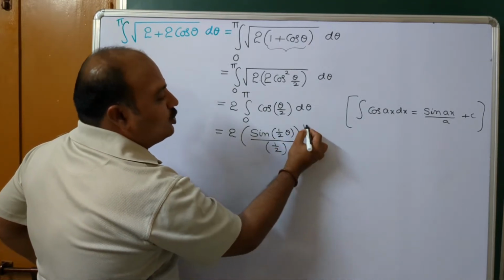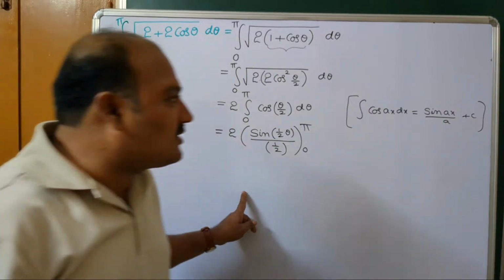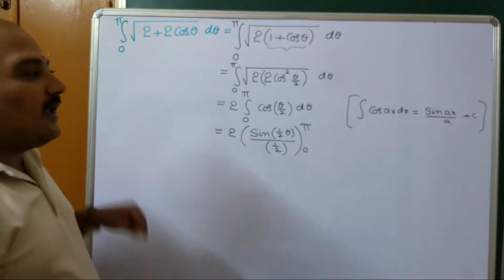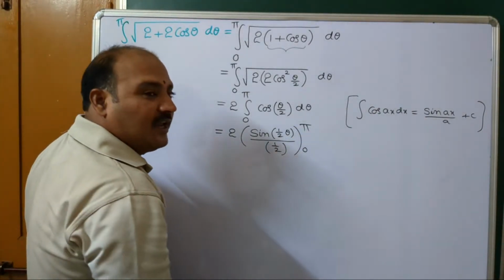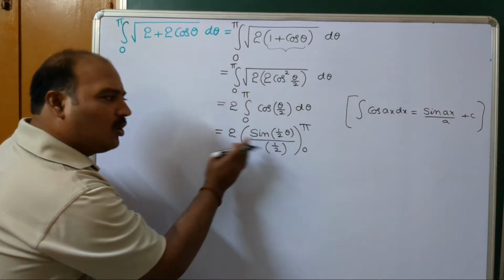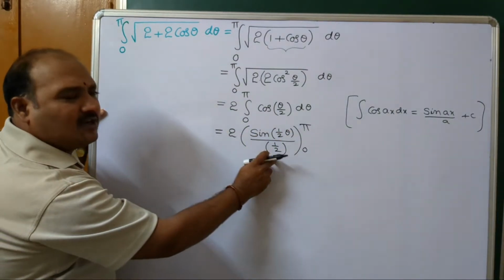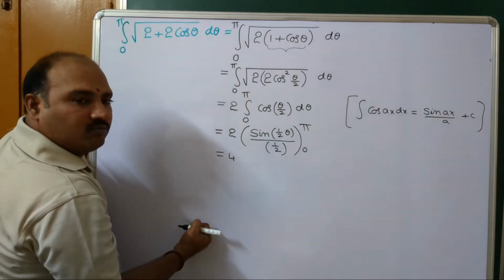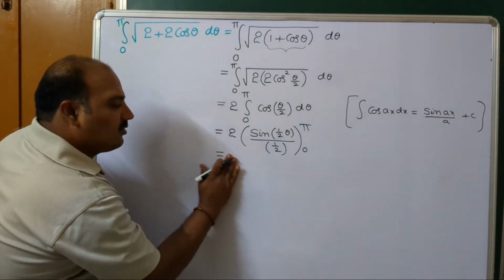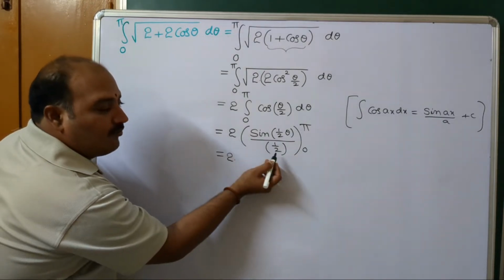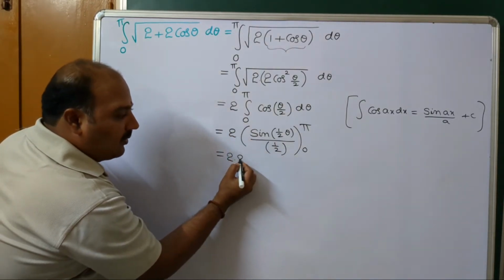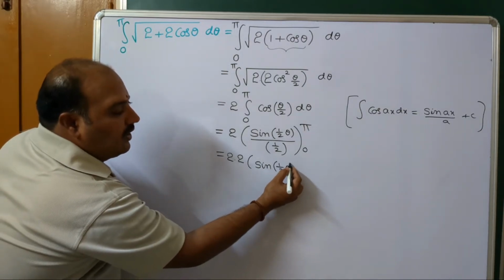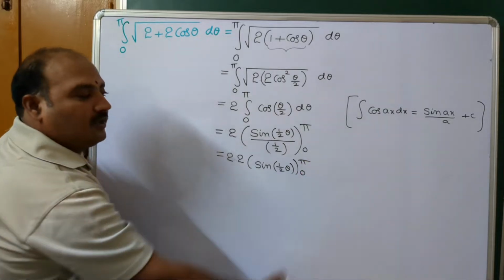Applying the limits 0 to pi. Do you understand this? Integral cos ax dx is sin ax by a plus c. In place of a, 1 by 2 is there here. So the constant 1 by 2 you can take outside of the limits also, nothing will happen, because it is a constant. The denominator of the denominator will become the numerator. 2 into 2, 4. Otherwise, to understand, that 2 is already there. So it will become 2 sine of 1 by 2 into theta, applying the limit 0 to pi.